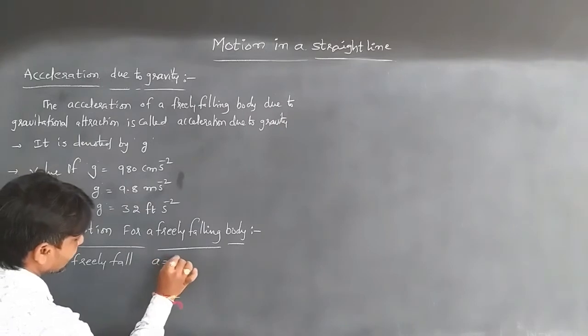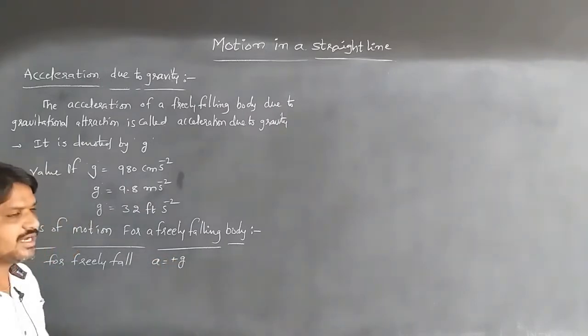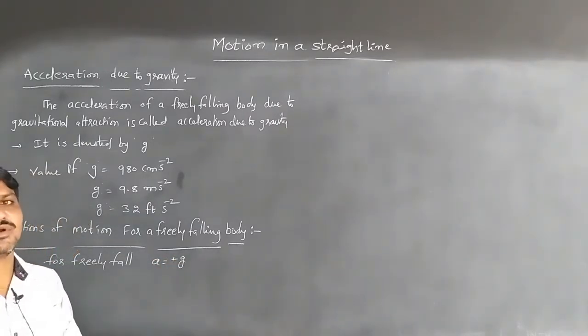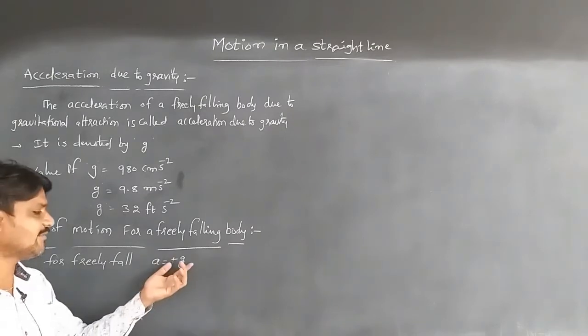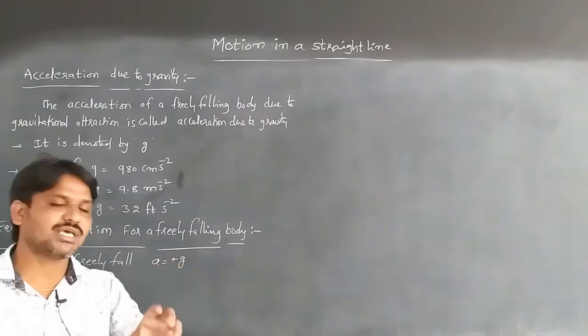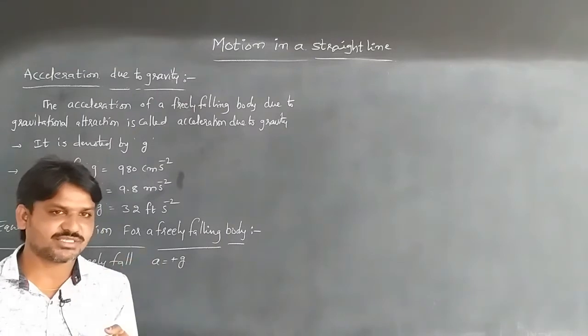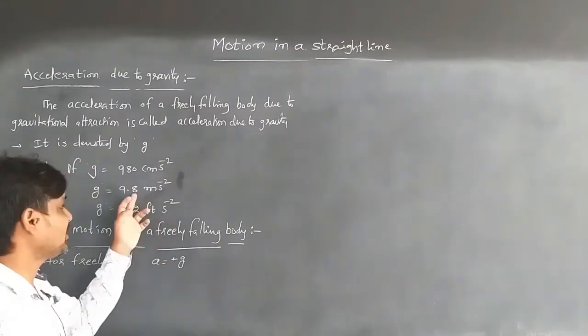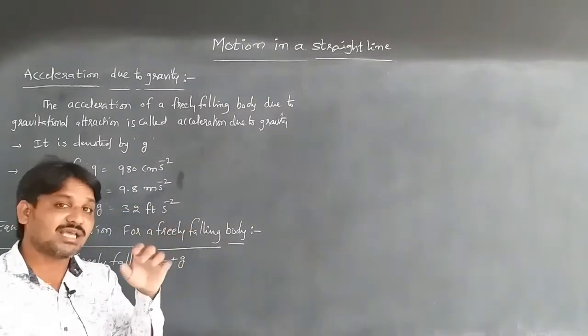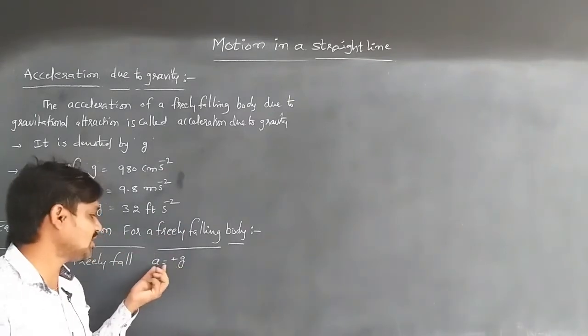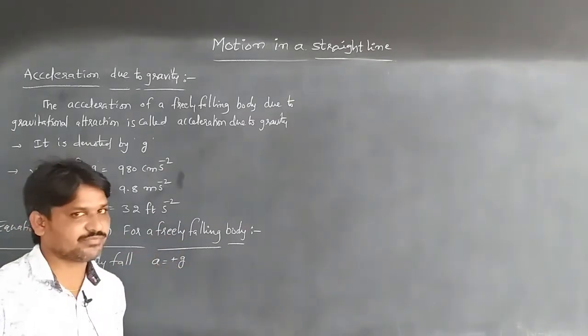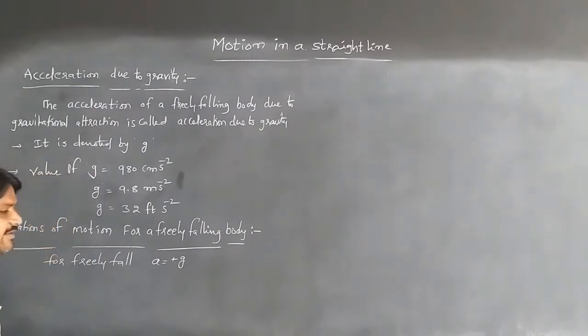Due to that, the acceleration due to gravity will be positive for a freely falling body, because the body is under the gravitational effect. So some velocity is being added due to the gravitational attraction; the body possesses g equal to 9.8 meter per second square, plus the additional velocity is added to that. So that's why a is equal to plus g; acceleration due to gravity whenever the body is freely falling will be positive.